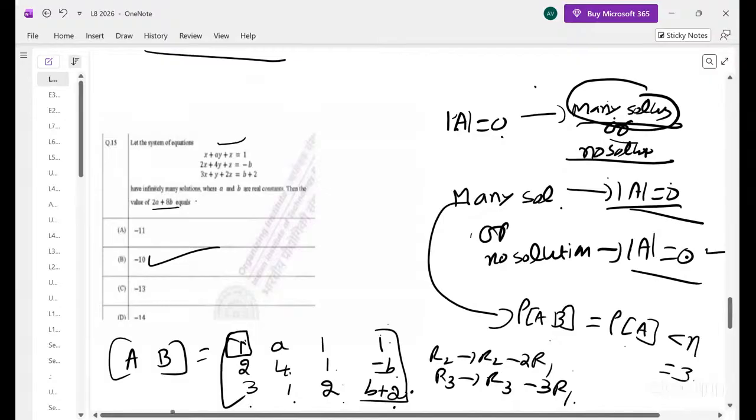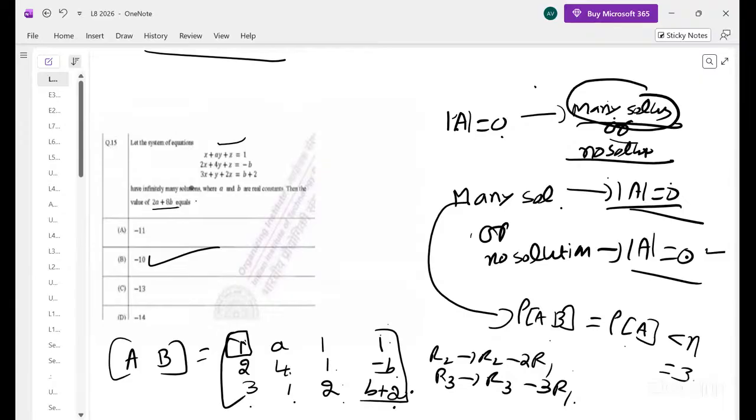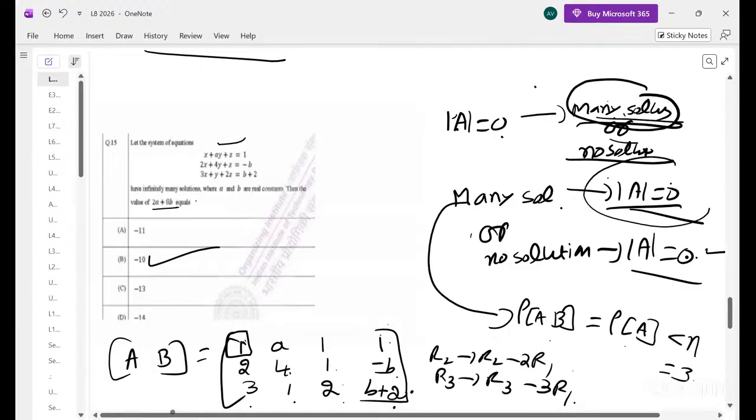So what did we do? Many solutions is given. So when is the system going to have many solutions? When the determinant is 0. One hint: no solution also means determinant 0. You can use it for both the cases. So using that, we can get the A value.